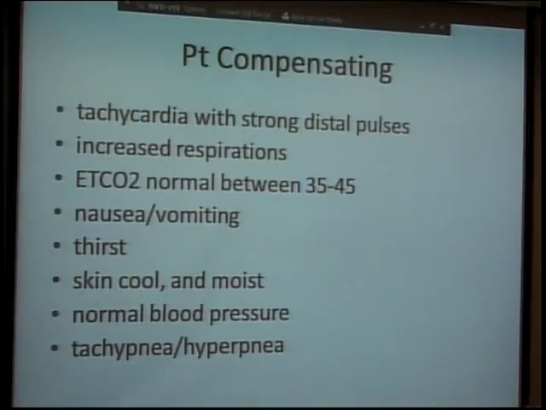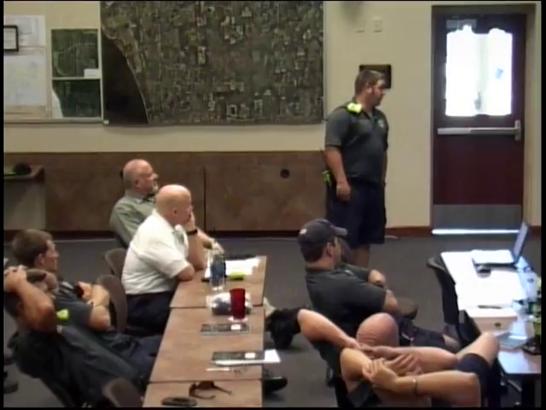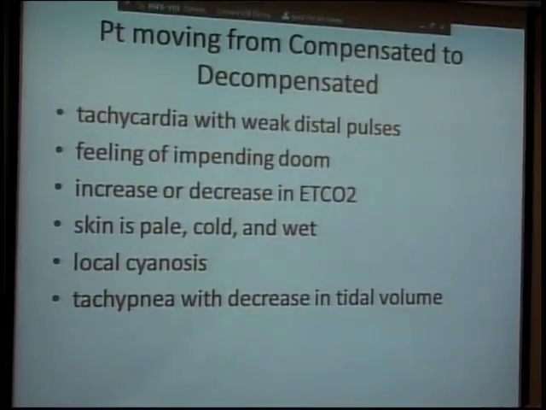This is a patient compensating in shock. It's tachycardia with strong distal pulses, increased respirations, EtCO2 normal between 35 and 45, nausea, vomiting, thirst, skin cool and moist, normal blood pressure, tachypnea, hyperpnea. Fast breathing.